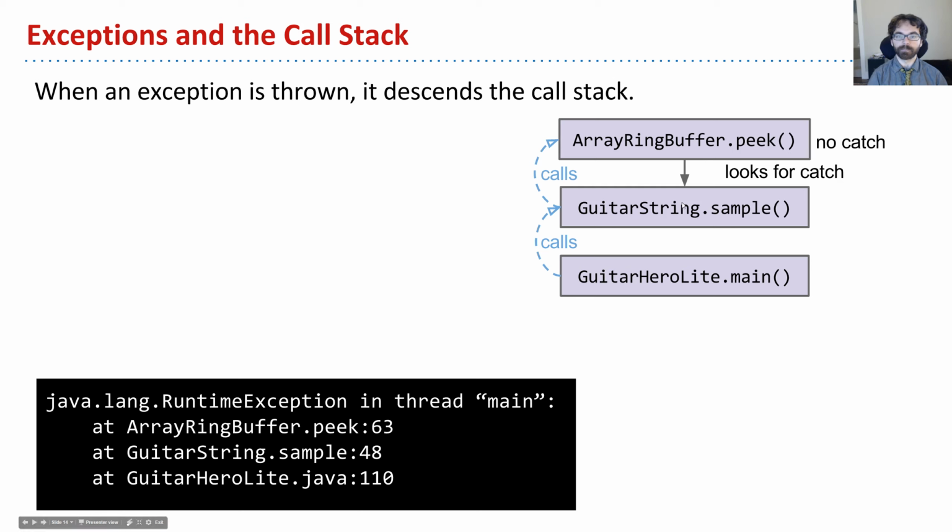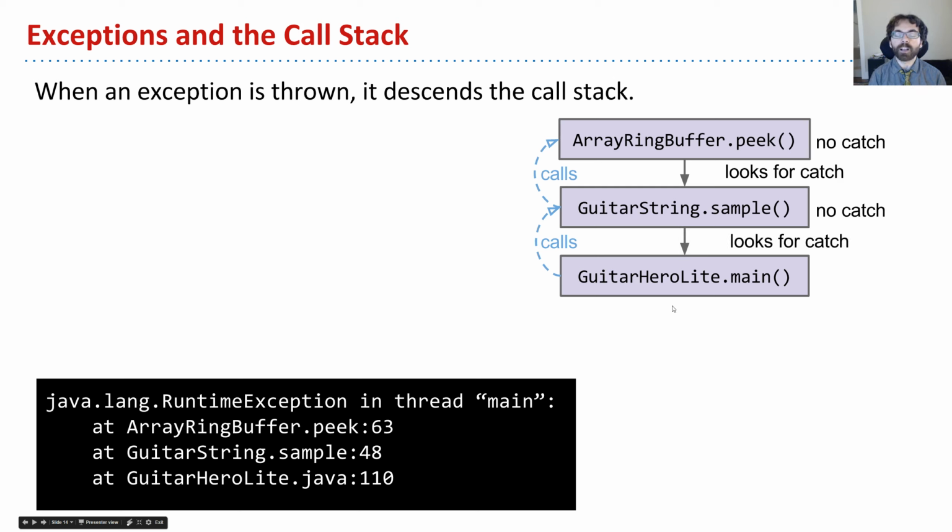So now we basically pop this off of the stack. We can mentally imagine that. We're moving down this stack of methods. So we then look for a catch in the sample method. Now let's say sample also does not catch it. So this exception will now move up to the main method.